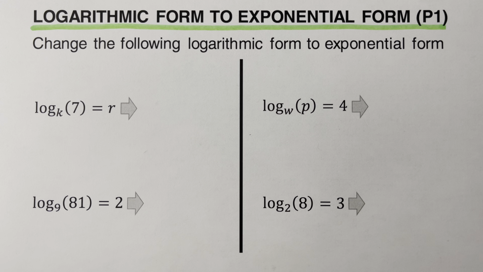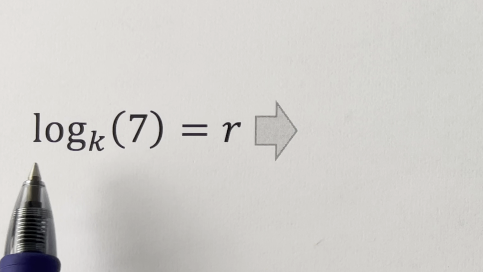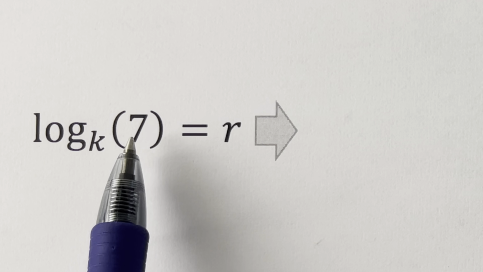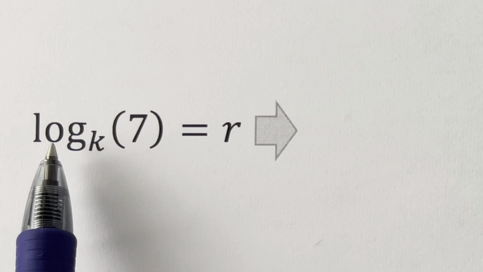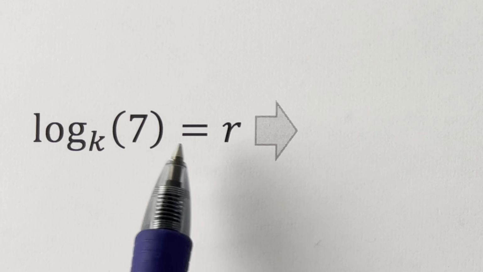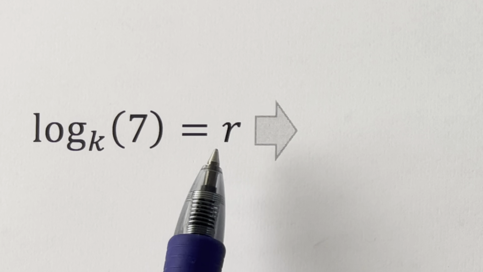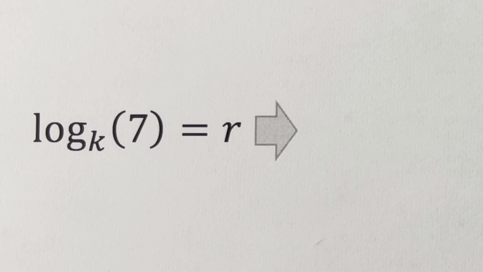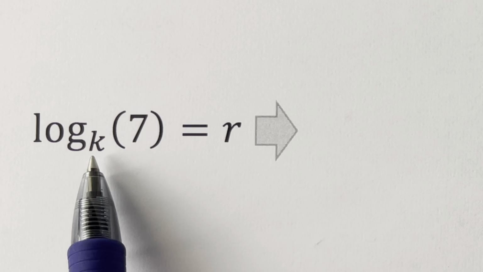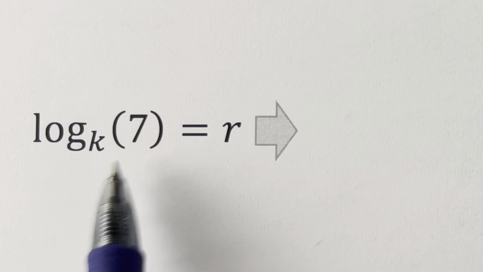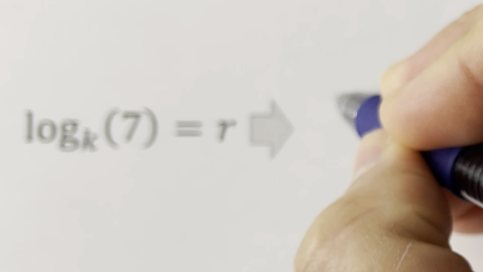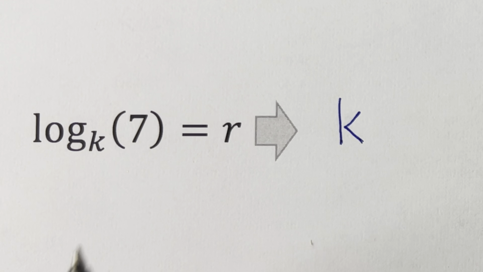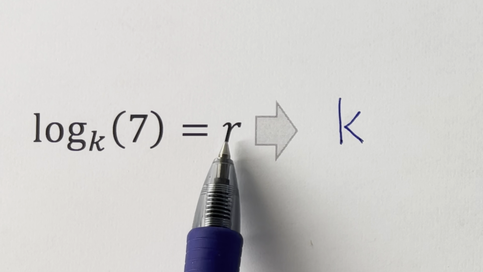Let's take the first one. This expression or equation is read as log of 7 to the base k equals r. Or the other way to read this is log base k of 7 equals r. Again, we're supposed to convert this to its equivalent exponential form. Now we remember that this k is the base of the logarithmic expression. That would be the same base in the exponential form. So I'm going to write that up here. So that's k. And we remember that this r is the exponent. So I'm going to put a little r right here.